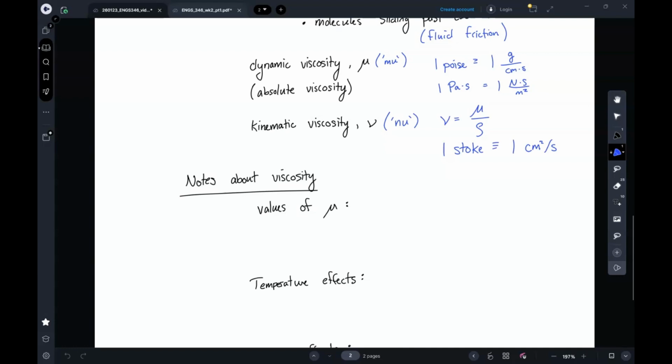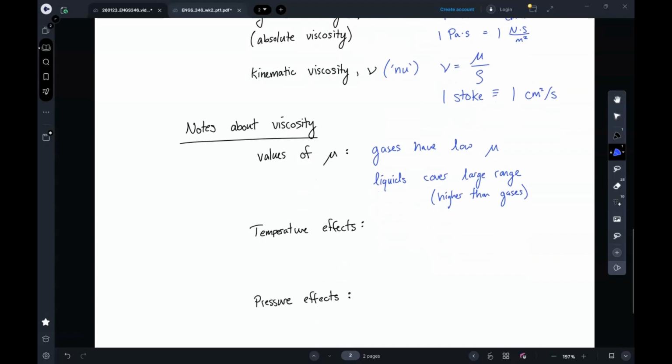Okay, so what can we learn about values of viscosity? Gases have low viscosity. Liquids cover a large range, but are higher than gases. Again, this is kind of how thick or thin the substance is. So it follows a trend that's similar to what you would observe. The things that are thick have a high value, but it can range over several orders of magnitude.